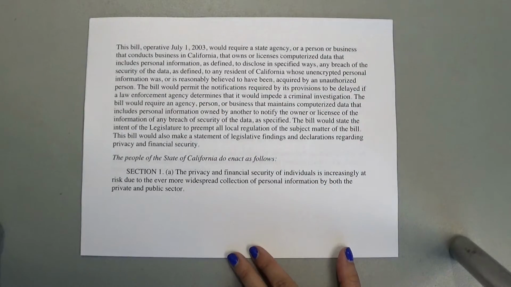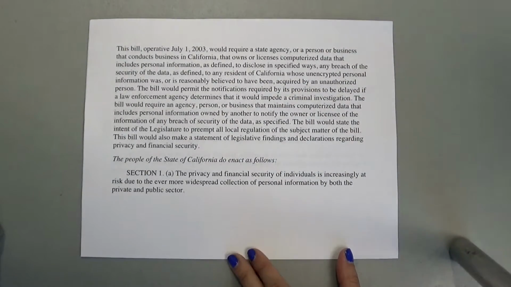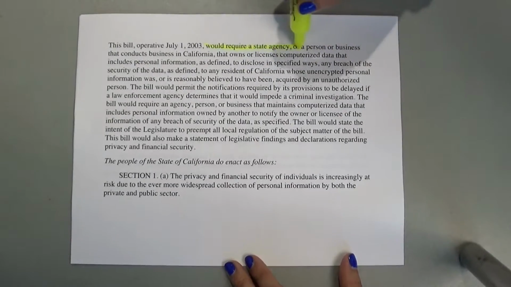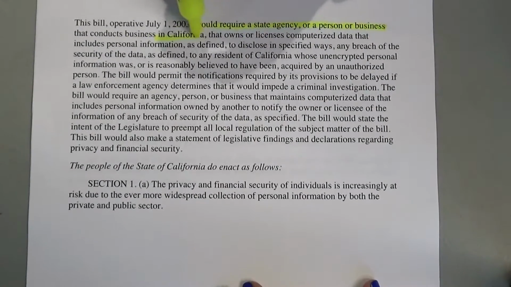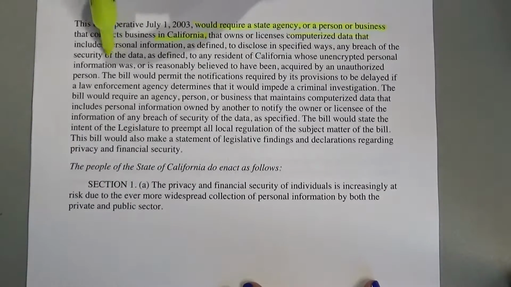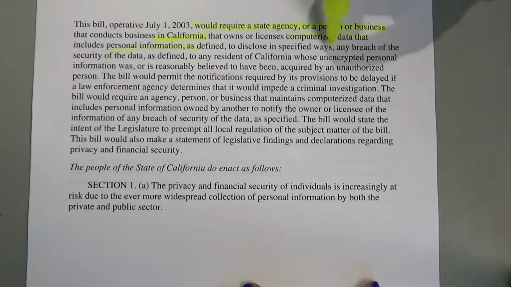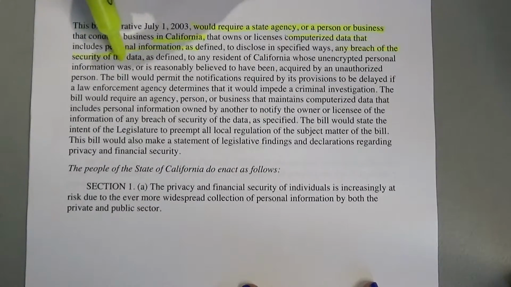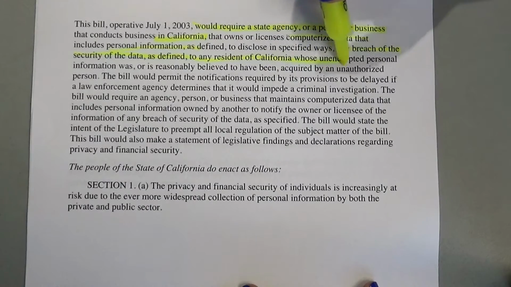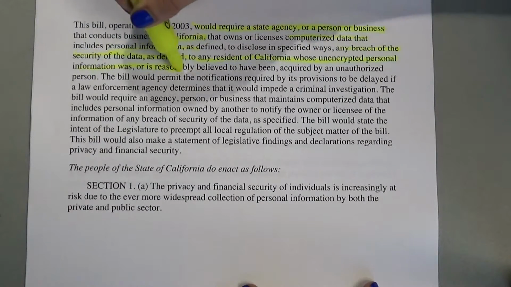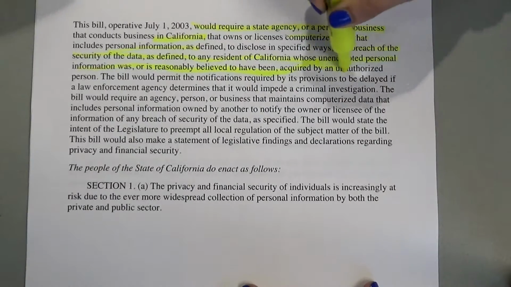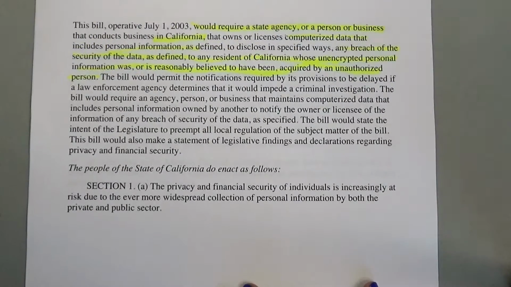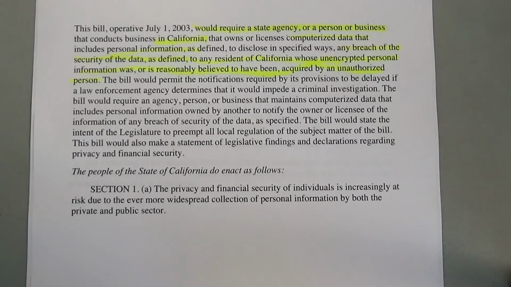So this new law, the what of the Statement of Management Intent, is that it would require a state agency, person, or a business in California that owns digital PII specifically to notify of any breach of security of the data to any resident in California whose unencrypted personal information was or is reasonably believed to have been acquired by an unauthorized person. So this is the what? This is the executive summary, the too long didn't read of the entire law. It's requiring a notification of disclosure in a certain specific circumstance.